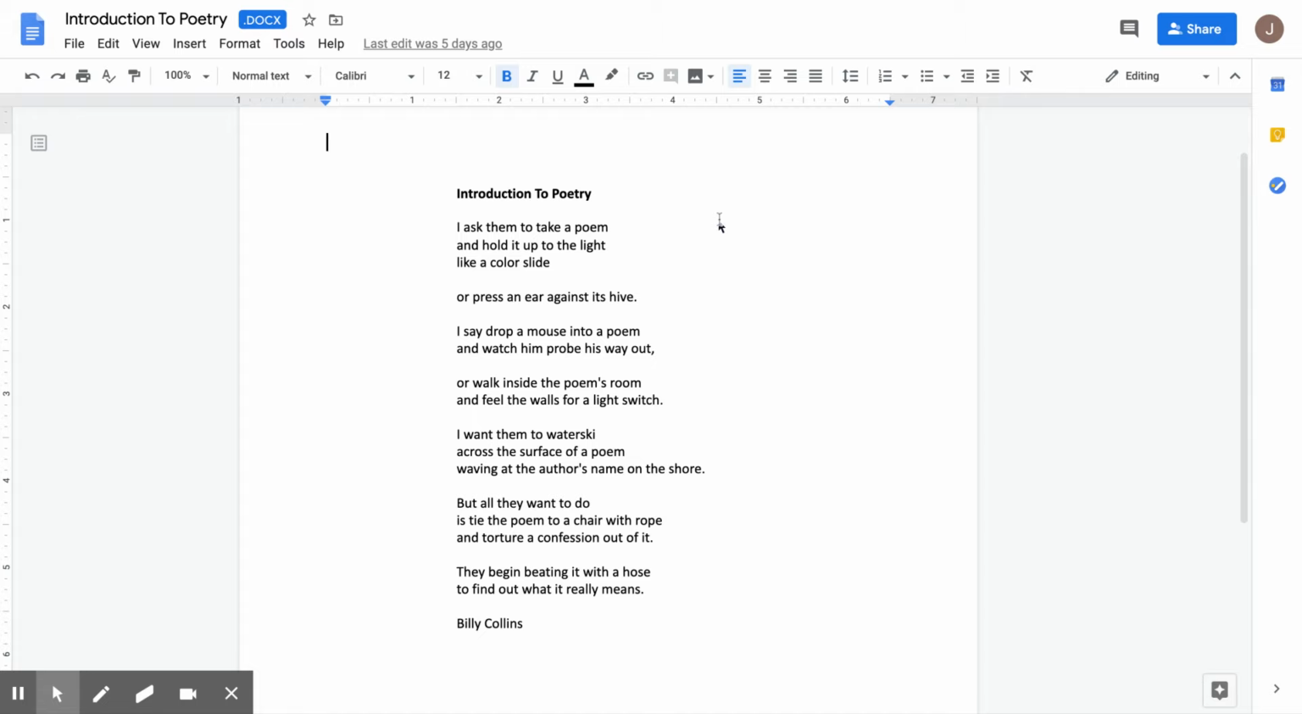Introduction to Poetry. I ask them to take a poem and hold it up to the light like a color slide, or press an ear against its hive. I say drop a mouse into a poem and watch him probe his way out, or walk inside a poem's room and feel the walls for a light switch. I want them to water ski across the surface of the poem, waving at the author's name on the shore. But all they want to do is tie the poem to a chair with rope and torture a confession out of it. They begin beating it with a hose to find out what it really means.